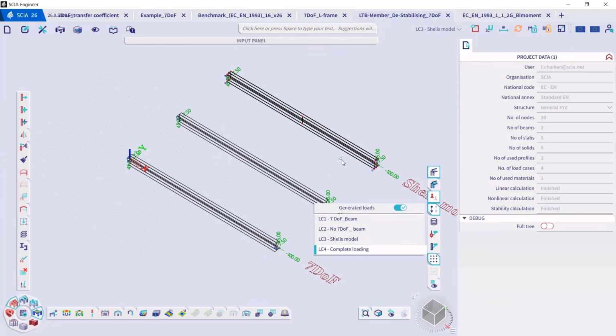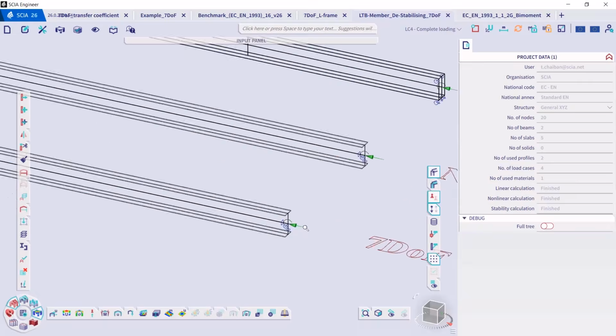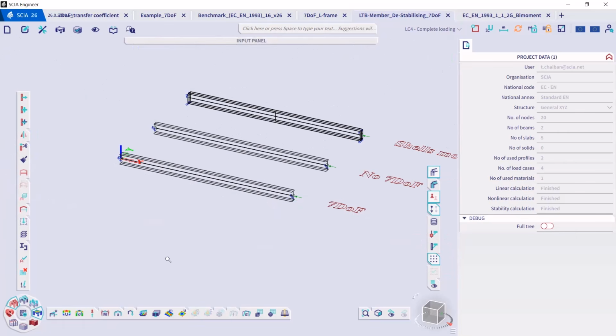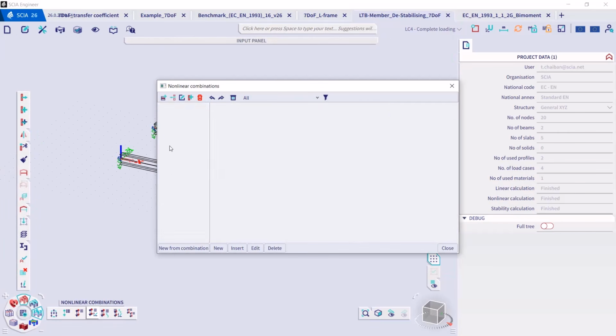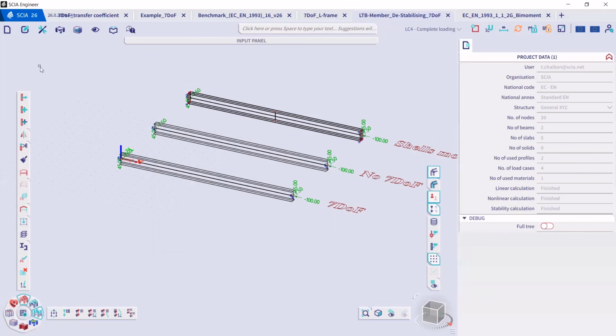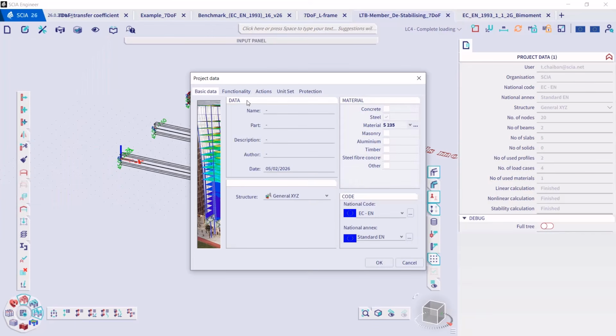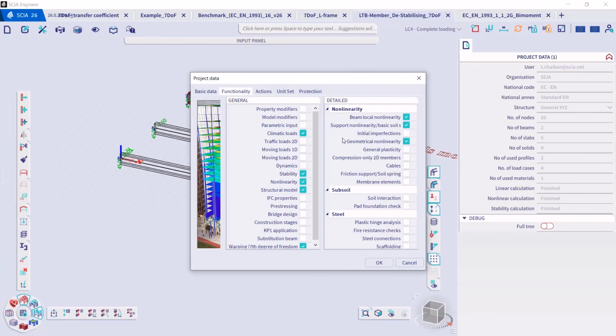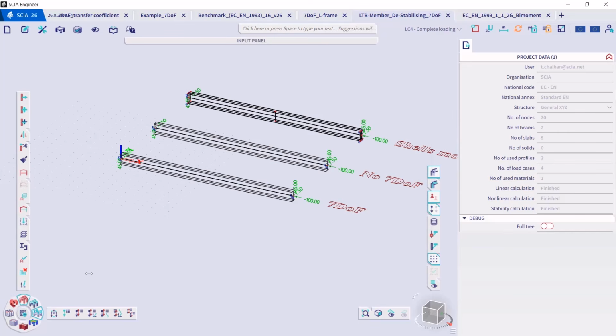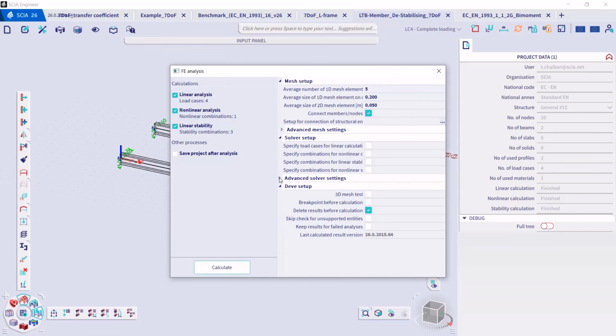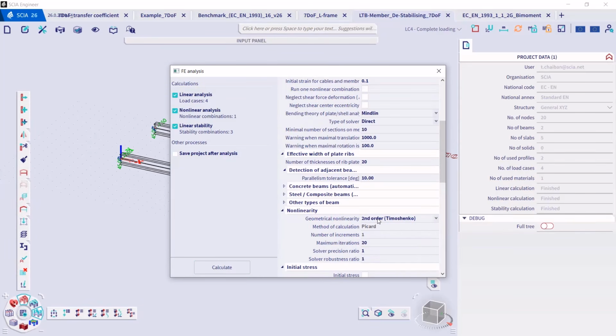Now, as for the second order analysis, we have applied the loading that we have mentioned previously. We created, of course, a nonlinear combination, which has this load. And in the project settings, we have geometrical nonlinearity, which is checked. And of course, this would mean that in the solver settings, we can see the second order being available.